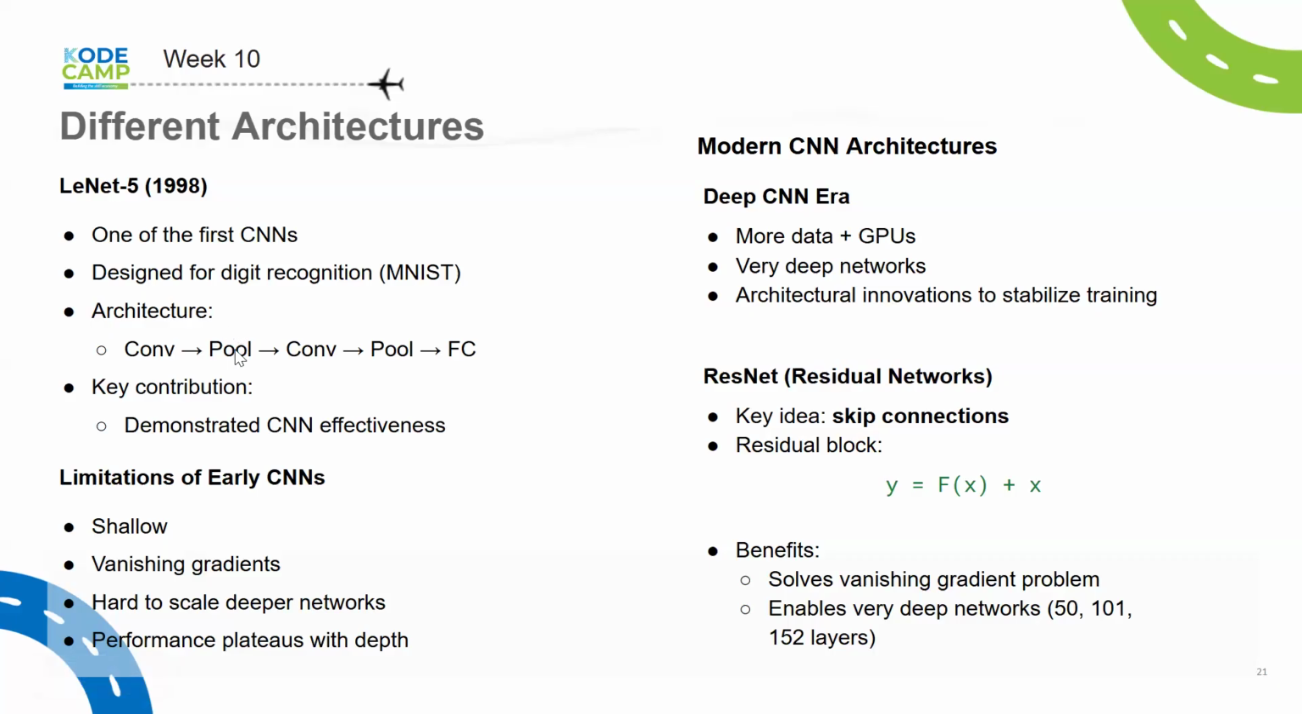Okay. So the architecture of the LeNet was a convolutional layer followed by a pooling layer, followed by a second convolutional layer, followed by a pooling layer, and then followed by an FC, a fully connected layer, which is like what we have been doing before. So the key contribution of the LeNet was that it demonstrated that convolutional neural networks can actually solve all of the problems that we talk about. So they used it to demo the CNN.